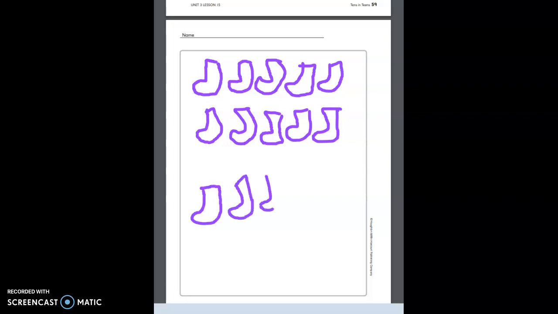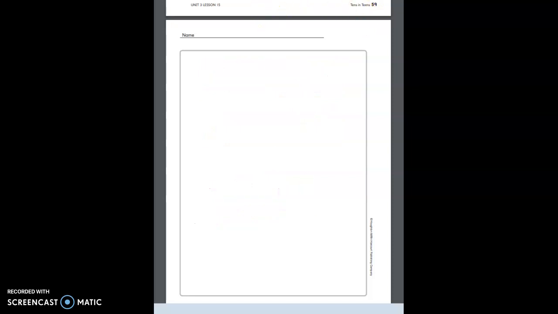Because I know 10 plus 4 equals 14. Because we've been working on teen numbers, haven't we? All right, and when you are finished with that, you can put your packet away in a safe spot and then go to Seesaw to do the Seesaw activity, okay?